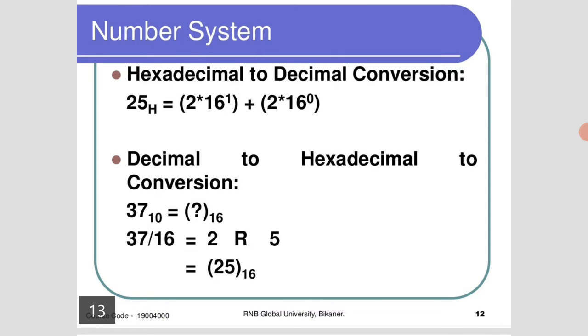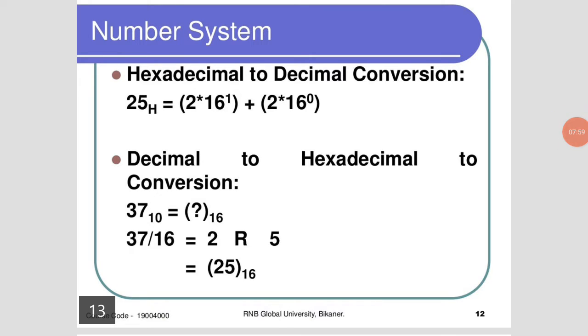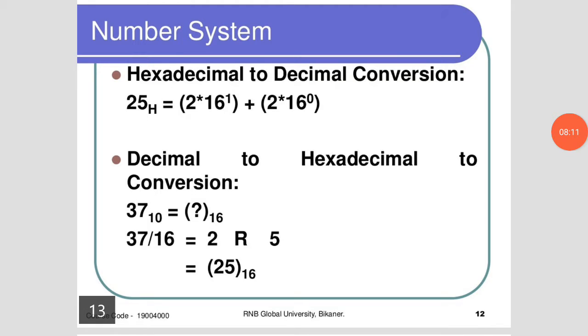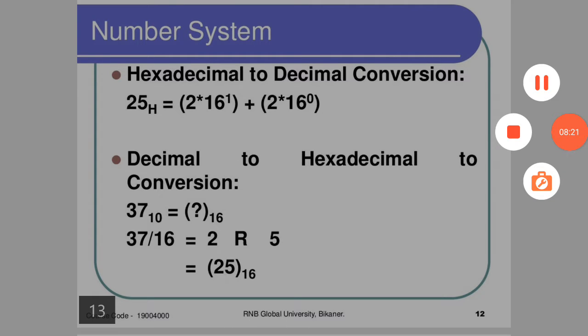Hexadecimal to decimal conversion: how do we convert a hexadecimal number to decimal? 25H, where H denotes hexadecimal, is equal to 2 into 16 raised to 1 plus 5 into 16 raised to 0. Decimal to hexadecimal conversion: 37 to the base 10 is equal to how much in hexadecimal? 37 to the base 10 is equal to 25 to the base 16. This is the hexadecimal number.